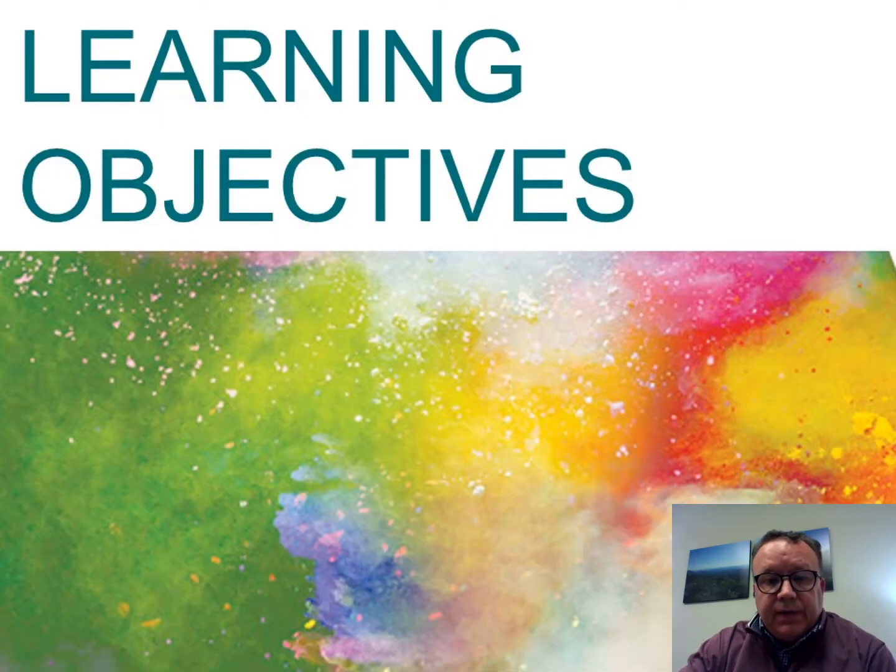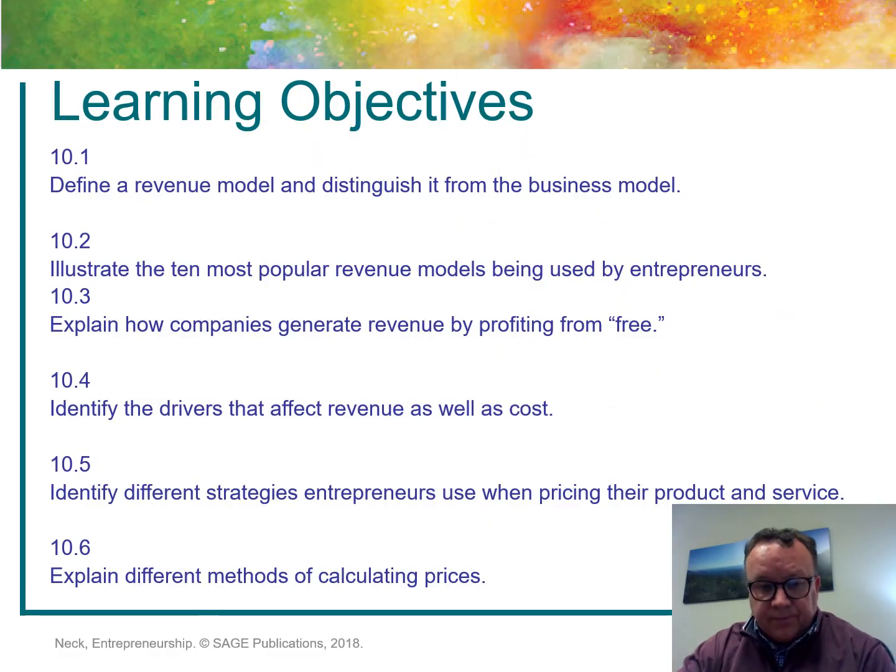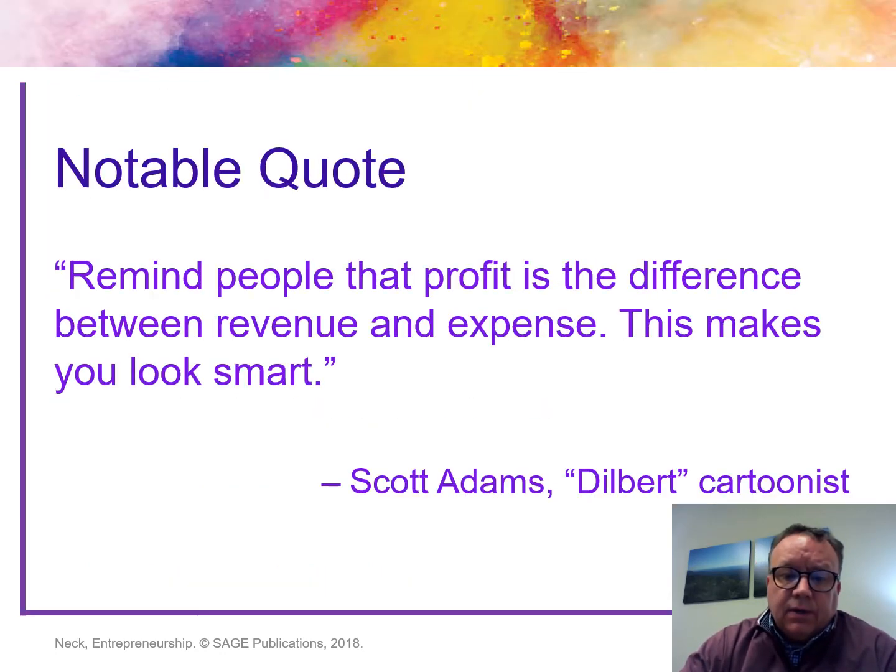So let's move into chapter 10, looking at the learning objectives and at what revenue is. How do we understand that? How do we distinguish it from the business model? We're going to look at pricing strategies and really what the product and service looks like.